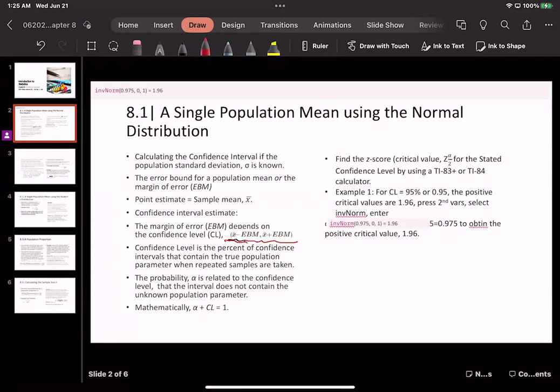The probability alpha is related to the confidence level CL, that the interval does not contain the unknown population parameter. Therefore, alpha plus CL equals 1. So the confidence level can be expressed as 1 minus alpha as well.